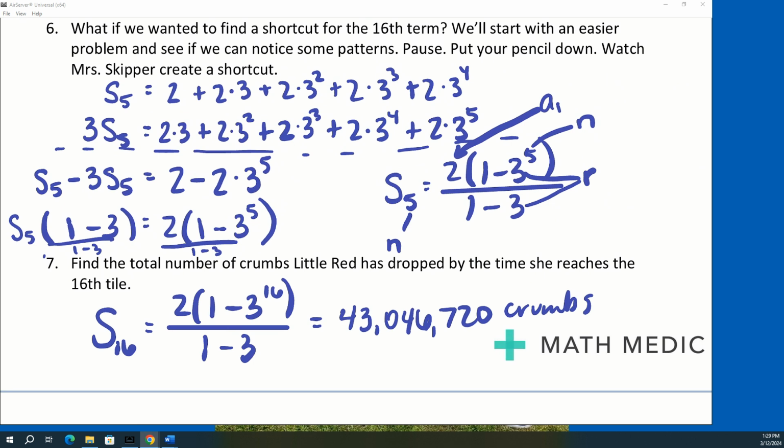Okay, so on the other side, we're going to write all the formulas that we're going to need, and we're going to do some examples.